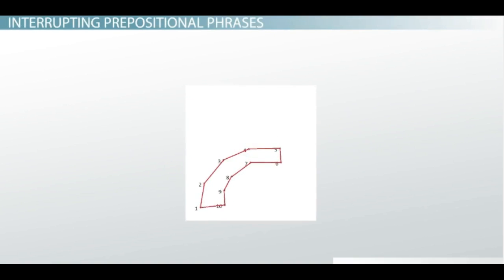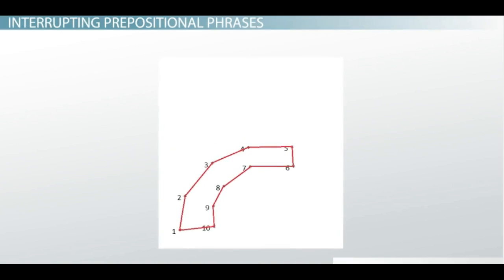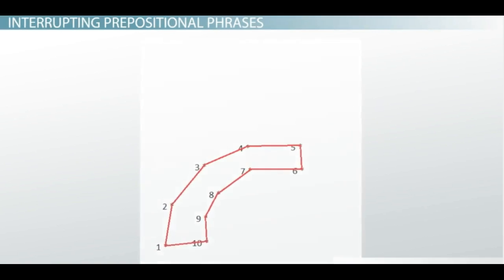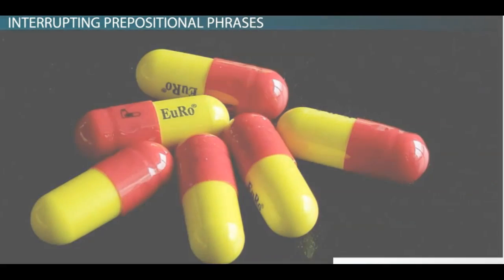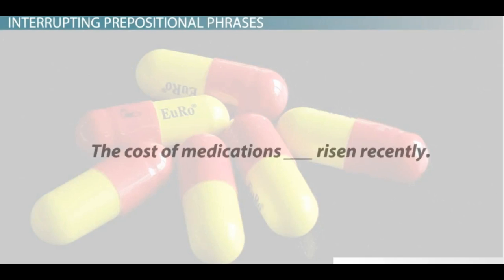Connecting the dots to make sure that you correctly identify the subject and verb in a sentence in order to make them agree is especially important when other words and phrases come in between them. Take a look at the following sentence. The cost of medications blank risen recently. To figure out whether we need a singular or plural verb, we'll first need to determine what our subject is.